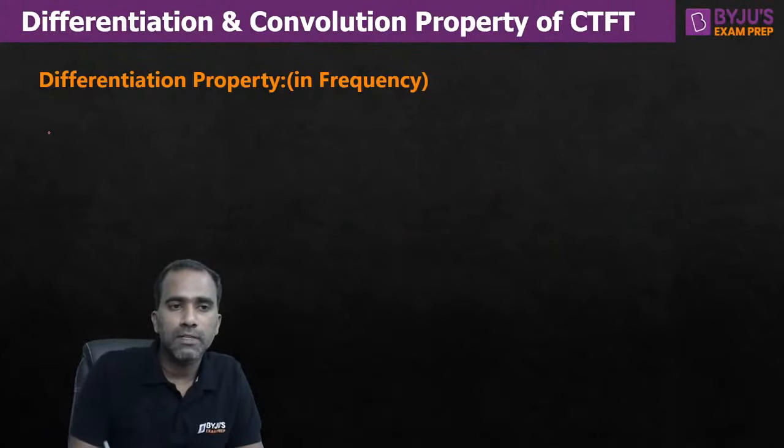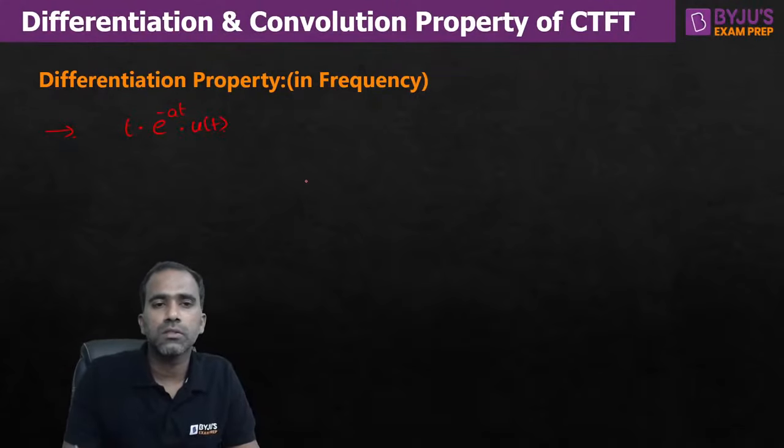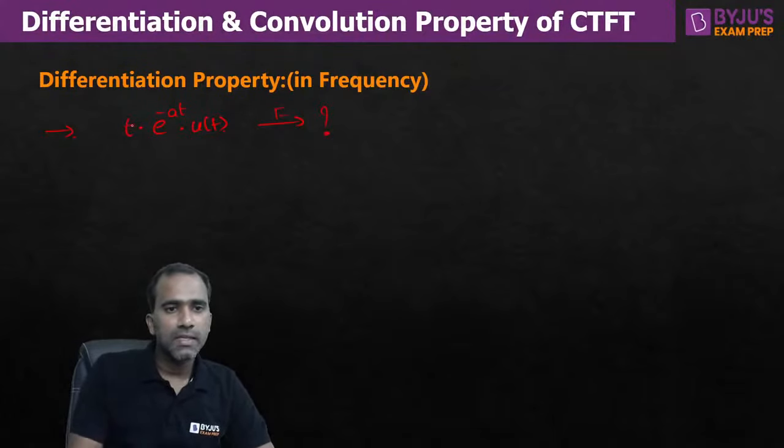Let's do a problem based on this property. Can you find the Fourier transform of t into e power minus at into u of t? How about this? I'm asking you to find the Fourier transform of this one. So t is there. You can look at it as multiplication with t property.